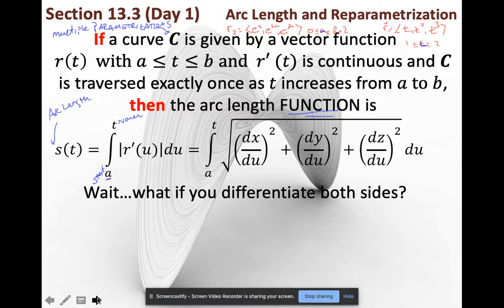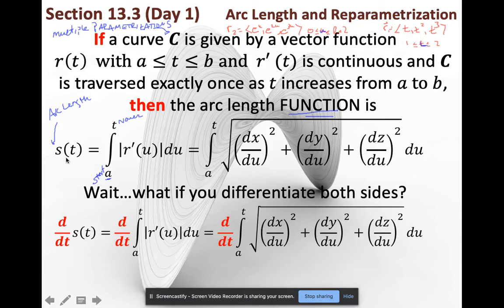What if I differentiated both sides? This should remind you of first single variable calculus. What if you differentiated both sides? Take the derivative of an antiderivative. What happens? I took the derivative of s, which means I took the derivative of an antiderivative, and I just rewrote it again. But remember what you had to do. It's going to undo one another, and then you're going to replace. Notice I had to have my dummy variable. Remember that? Dummy variables.